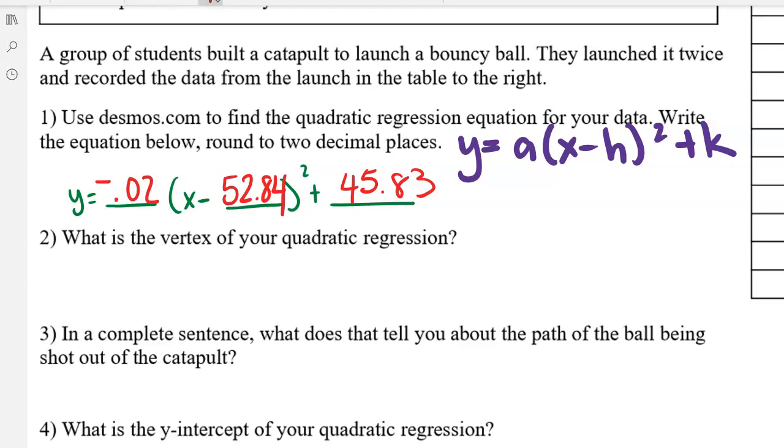All right, Keely, can you help me with number 2? What is the vertex of the quadratic regression? Perfect. So, do we already have it, guys? Do we have the vertex already? Yeah, the vertex is always h comma k. Okay. So, based on that, Annalise, what is the h comma k? What's the final answer for number 2?